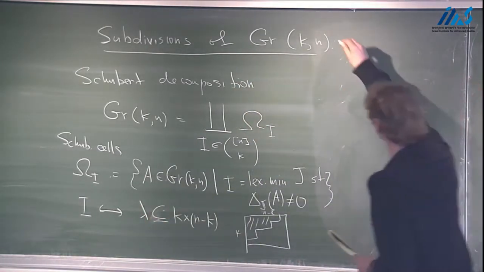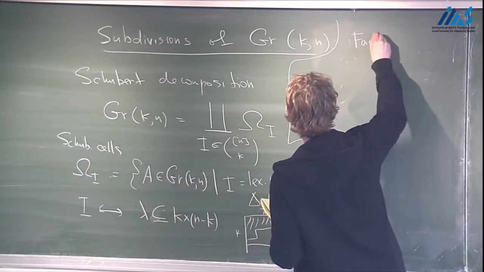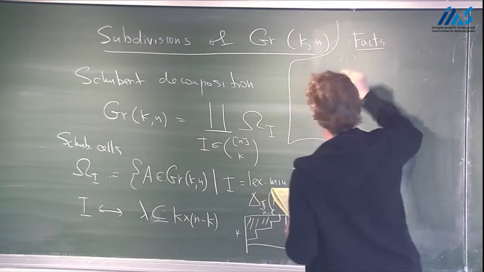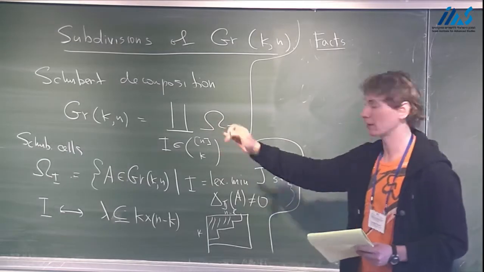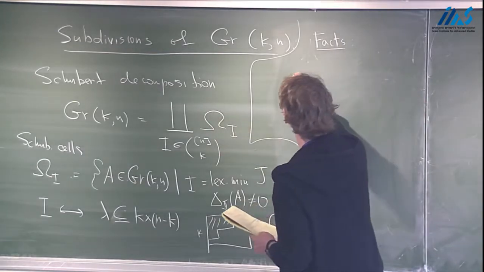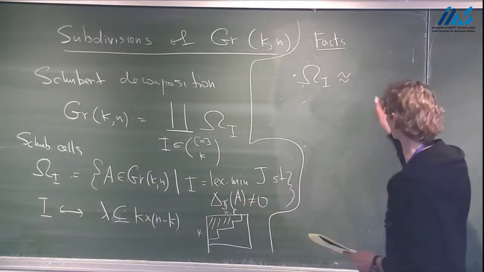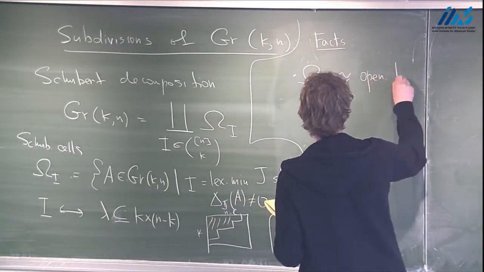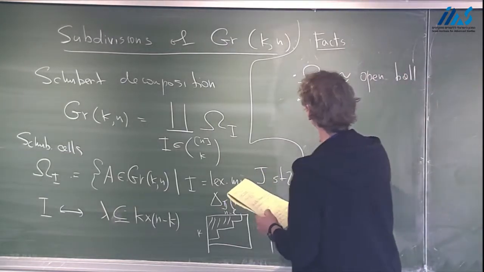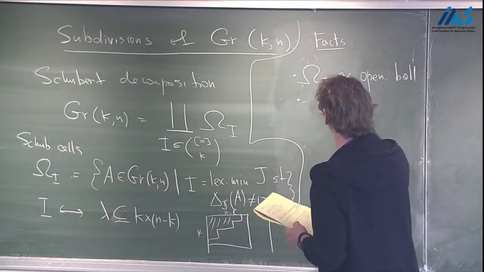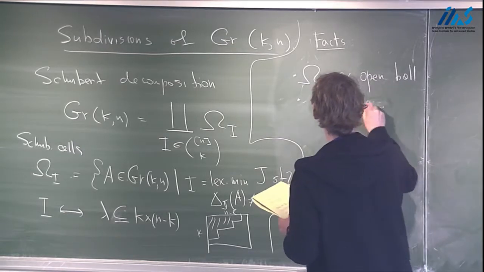It's a very nice decomposition. Some facts about this decomposition: well, it's not immediately clear from this definition, but actually it's true, it can be shown that these are really cells. This omega I is homeomorphic to an open ball. So they have a very simple geometric structure. And this is a CW decomposition. This decomposition gives you a CW complex.